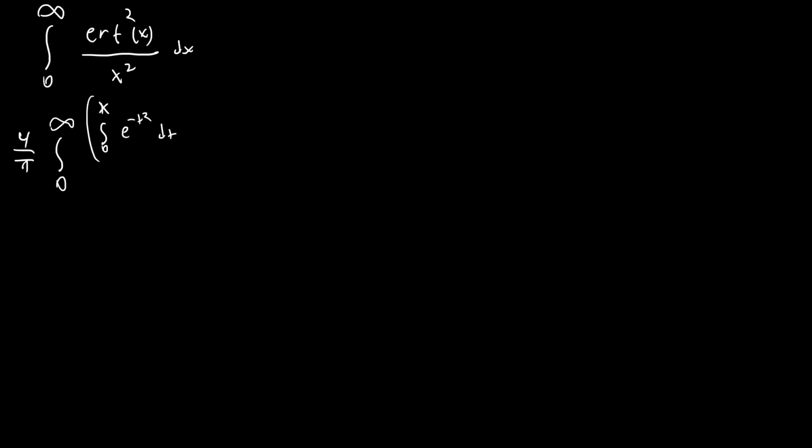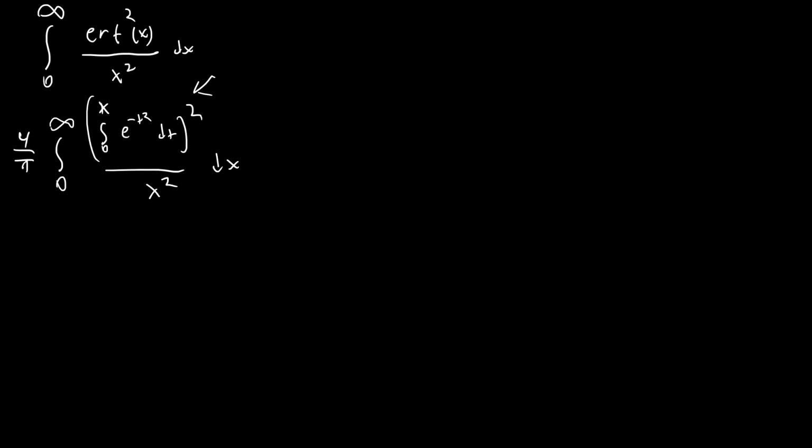So the first thing we're going to want to do is simplify this a little bit, because if we directly substitute in the definition of the error function here, we're going to get 4 over pi, because we have 2 over square root pi squared, times the integral from 0 to infinity of the integral from 0 to x of e to the negative t squared dt, all squared, over x squared dx. And it's kind of nasty to deal with this, because if we were to expand this into two different integrals and then reorganize everything, we'd end up with a triple integral, which is not fun to deal with.